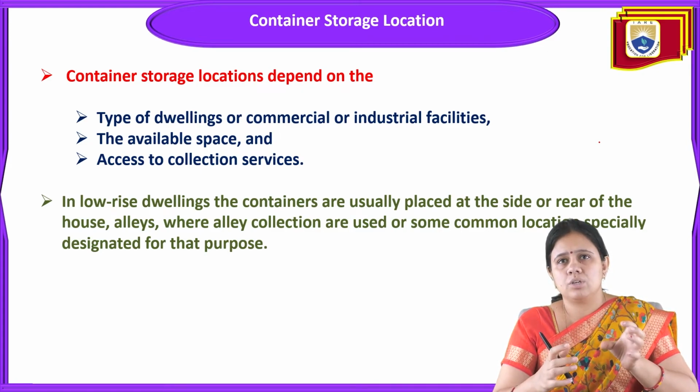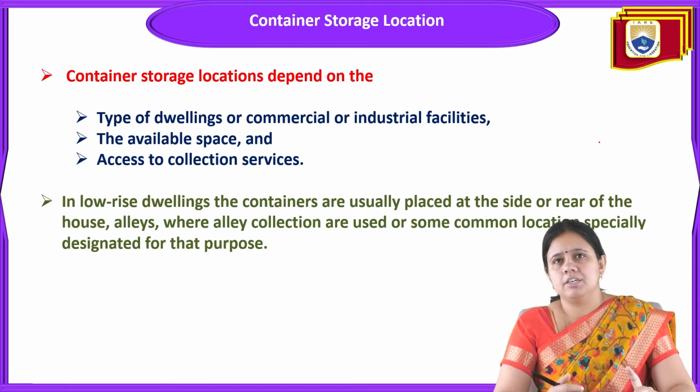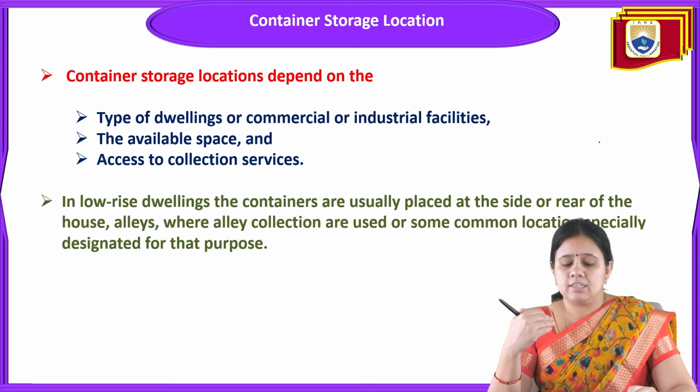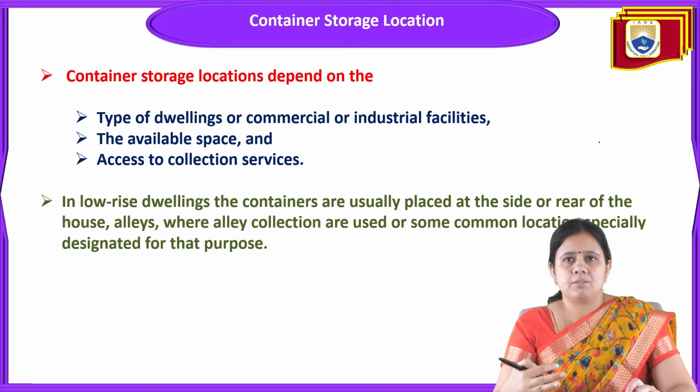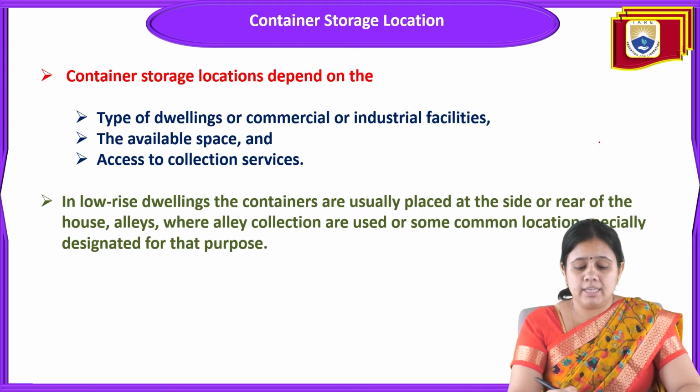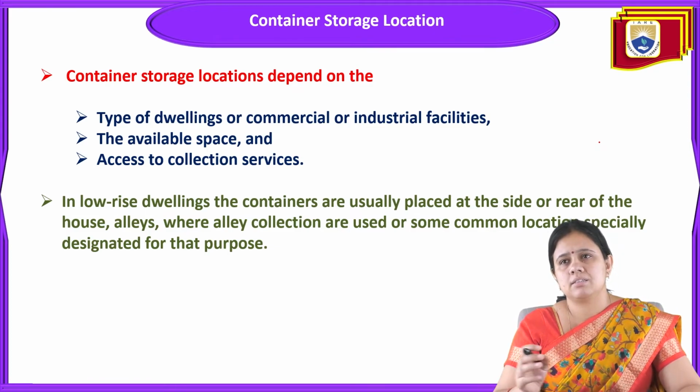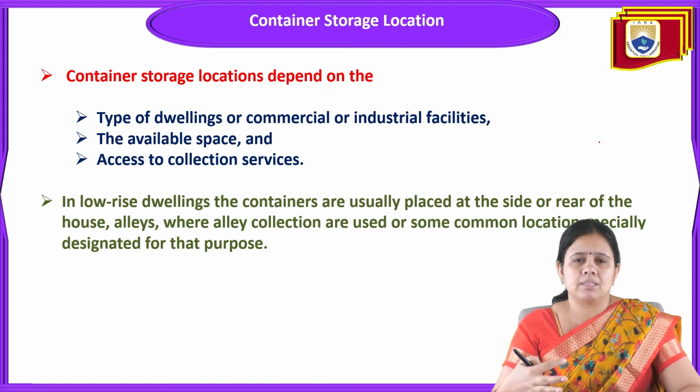So container storage location depends upon the type of dwelling, as we already discussed: either it is a commercial place or an industrial facility, and the available space and the access to collection services. In low-rise dwellings, the containers are usually placed at the side or rear of the house, or in an alley, where alley collection is used, or in some common location especially designated for that purpose. Means either it is the rear of the houses or an alley is there; sometimes the alley collection method is used.